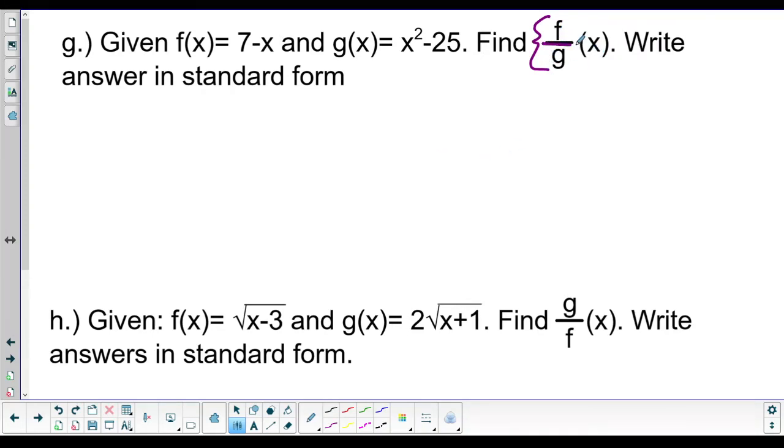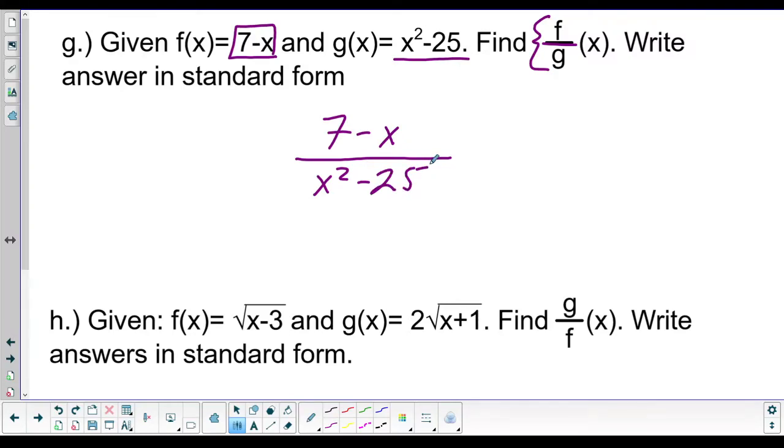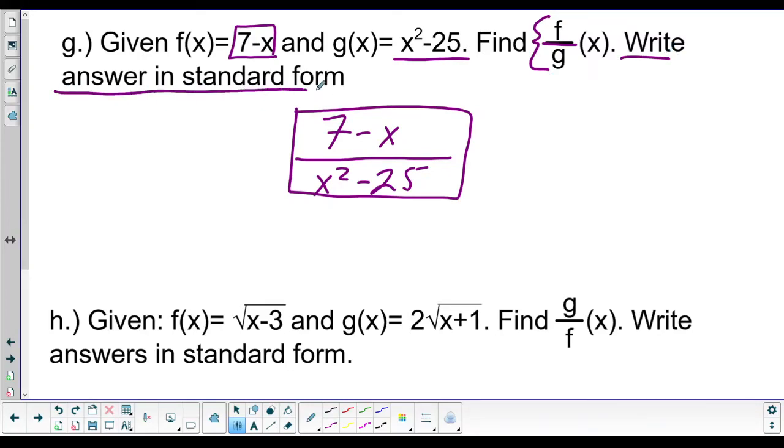So let's set up our fraction bar. Make it wide enough that you can write these on the top and bottom of them. F is on top, so we're going to take our expression that f is equal to and put it on the top. So we have 7 minus x. On the bottom we have g, so we're going to replace the bottom with what g is equal to. So x squared minus 25. This would be our answer, except it says write the answer in standard form.